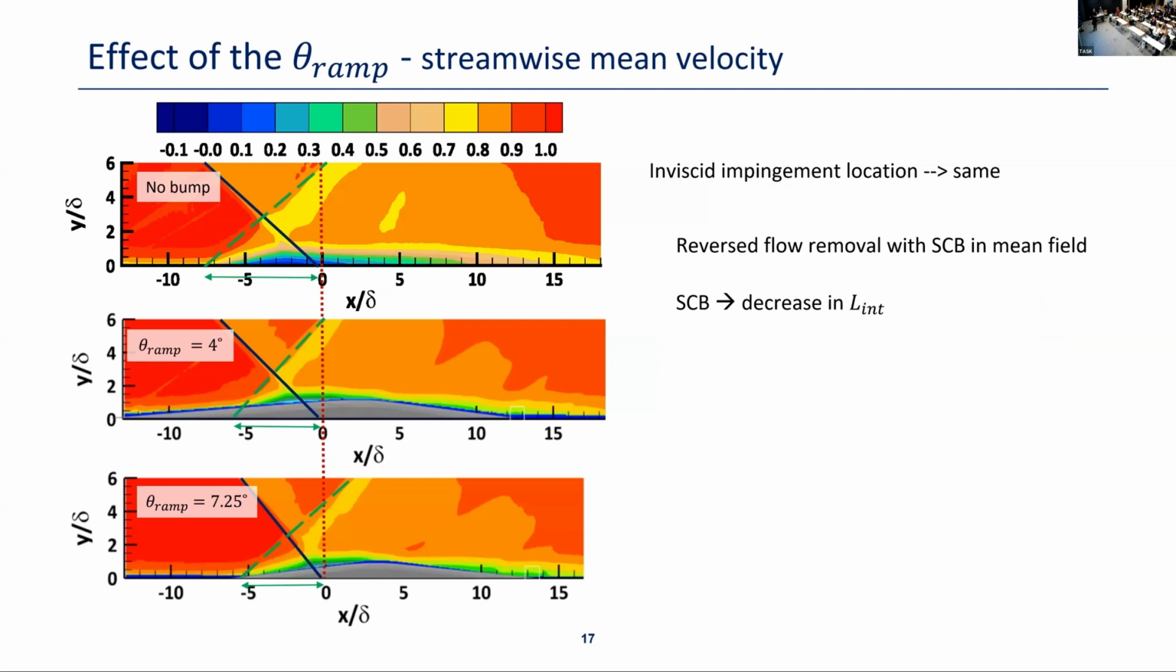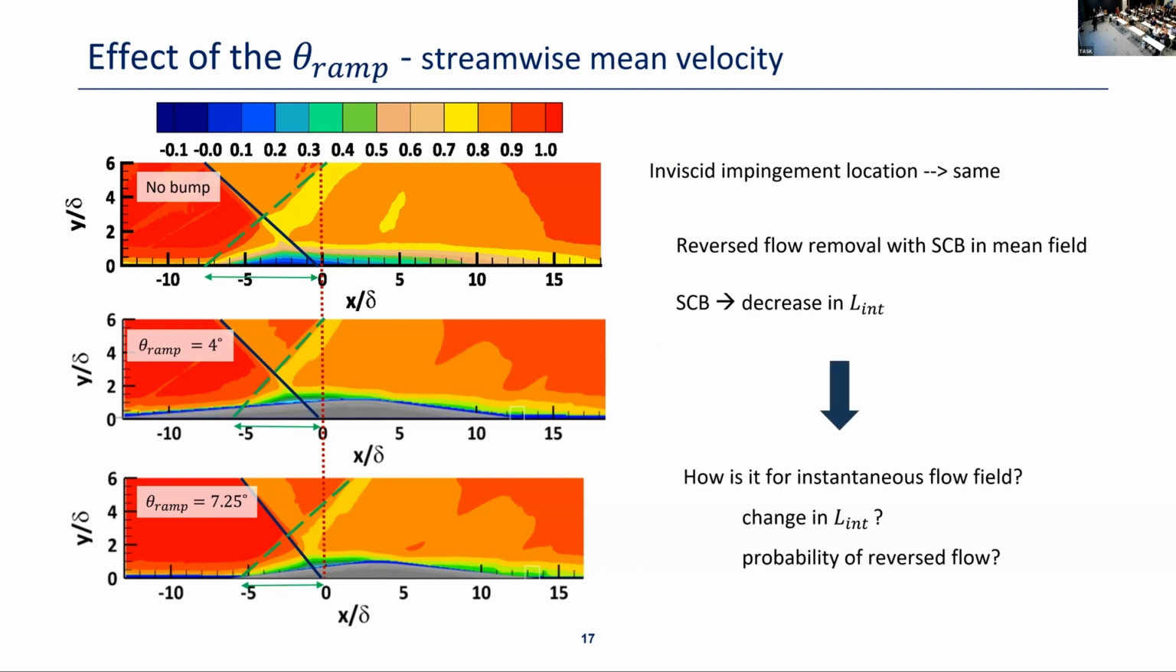And when we look at the streamwise component of the mean velocity, in the average flow fields we see some flow separation in the no bump case. We do not actually see any in the bump cases. And we do see some slight differences when we follow the shock lines, both the incident and reflected shock. We see a decrease in the interaction length. But we cannot directly jump to a conclusion with this.